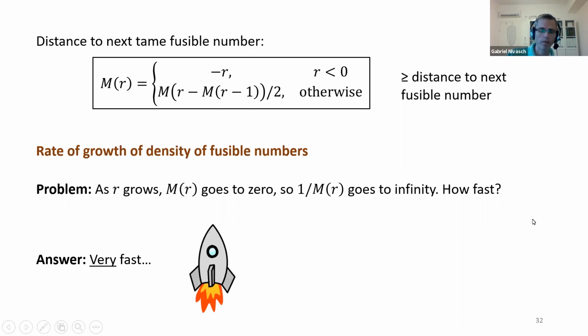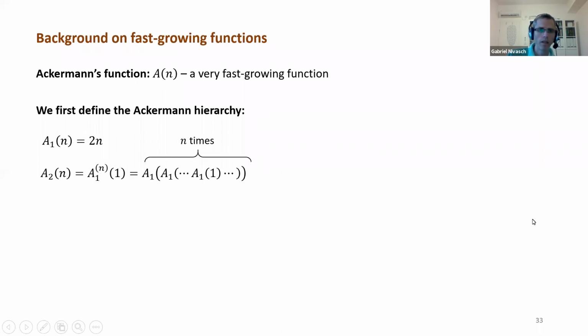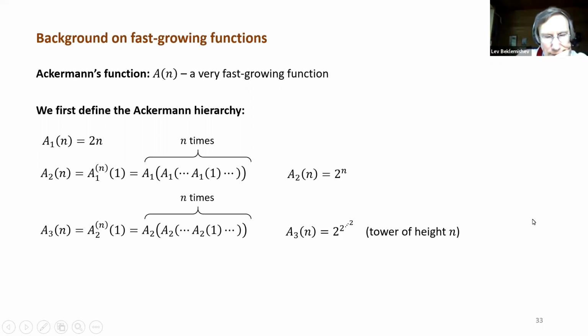Okay, so let's talk about fast-growing functions. So first, this thing called Ackermann's function, which is a very fast-growing function. In order to define it, you first define the Ackermann hierarchy. You start with the function A1, which given n returns 2n. And then A2 is defined by applying n times the function A1, starting, let's say, with 1. So A2 of n is basically 2 to the n, because you multiply by 2 over and over and over n times. And then A3 is applying A2 n times. So A3 is what is sometimes called the tower function.